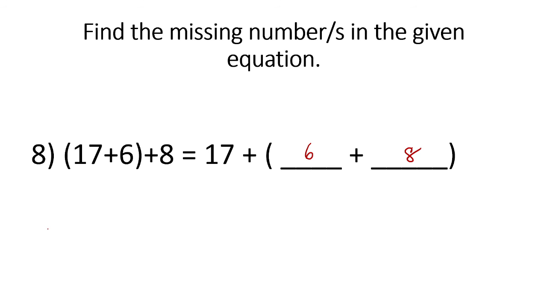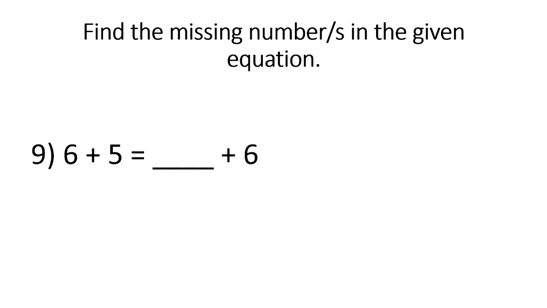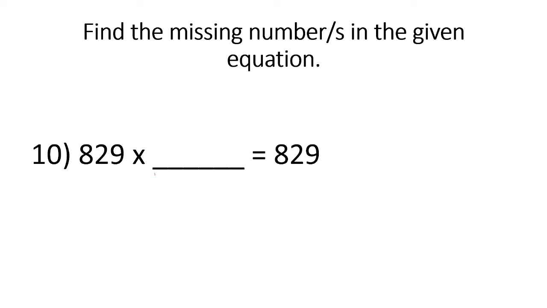Okay. Next one, number 9. So 6 plus 5 equals, kagaya na sinabi ko kanina, commutative property. Kahit baliktarin mo yan, iisa rin sila ng sagot. Okay, next, number 10. So 829 times blank equals 829. Obviously, the answer is 1.